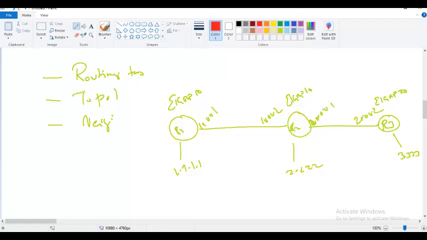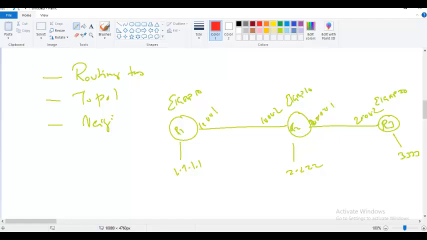We need to redistribute. What is redistribution? Taking from EIGRP 20, giving it to EIGRP 10. And taking from EIGRP 10, giving it to EIGRP 20. Like I said earlier, you're taking from BGP to EIGRP. That is redistribution. This is also redistribution.